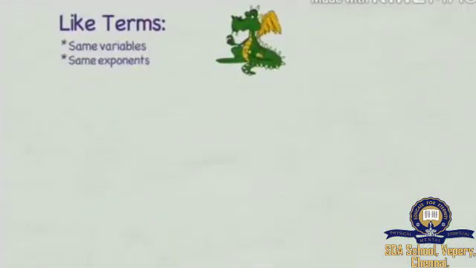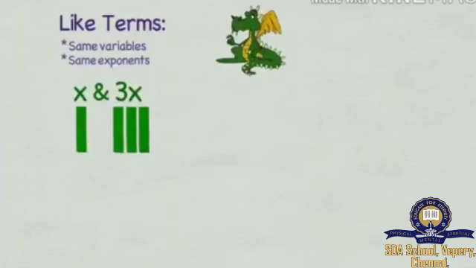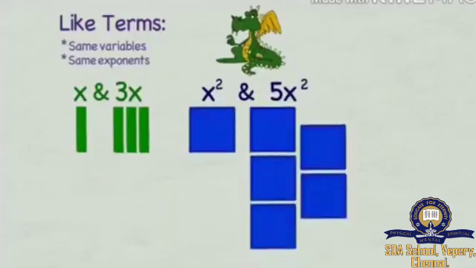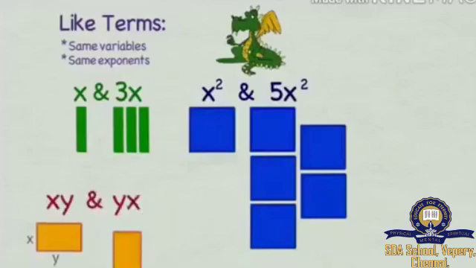When we have the same variable and the same exponents, then we can say that they are like terms. So, x and 3x are like terms. In the same way, x square and 5x square also are like terms, right? Here I have another expression. The variable is the same and the exponent is also the same. See, xy and yx, same variables, same exponents, right? So, this is also a like term.